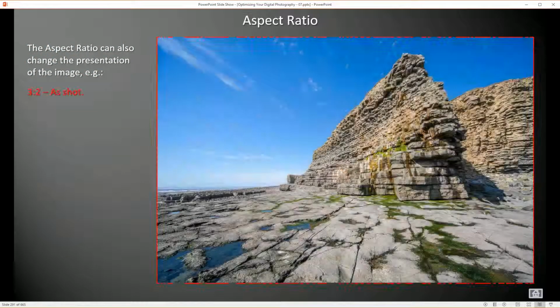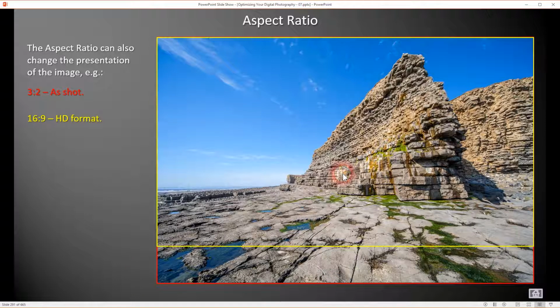Aspect ratio. So this is like straight out of the camera, 3:2. 3 across, 2 up. Okay. The HD format is 16 across by 9 upwards. Okay, that's the size relationship. And of course you'd need to recompose the image to fit that particular composition.